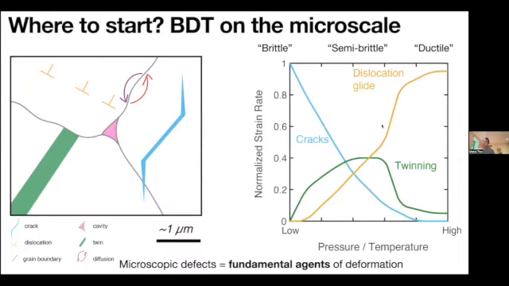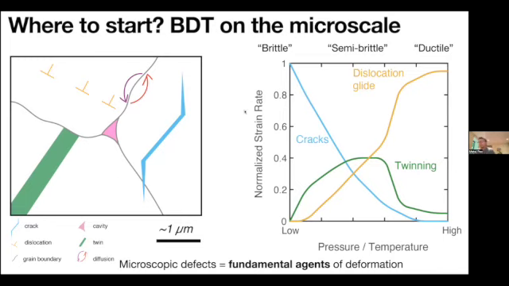And so where can we start in this problem? We can start at the smallest scale, where we can look at what the microscopic defects do. If we start really small, then we can quite clearly define what is brittle and what is ductile. Microscopic defects are basically fundamental agents of deformation. They are cracks, for example, dislocations, grain boundaries, point defects, and so on. And depending on their activity and interactions, the rocks will either break or flow.